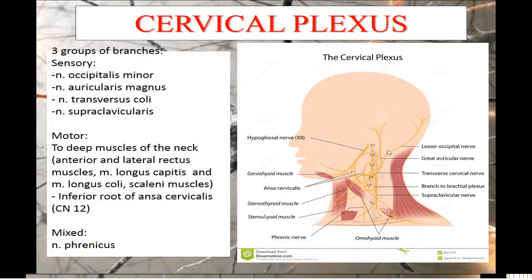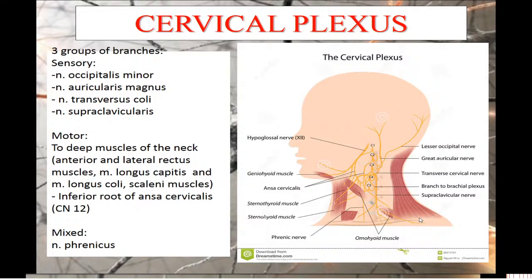Greater auricular nerve, which supplies the skin posterior to the ear and partly the skin of the auricle. Transverse cervical nerve, which passes across the neck and supplies the skin in that region. And supraclavicular nerves, supplying the skin just above and below the clavicle, the skin in the upper deltoid region, and even partly the skin of the lower neck.